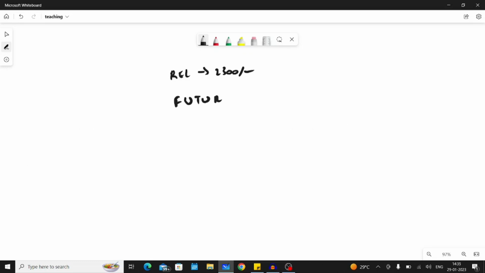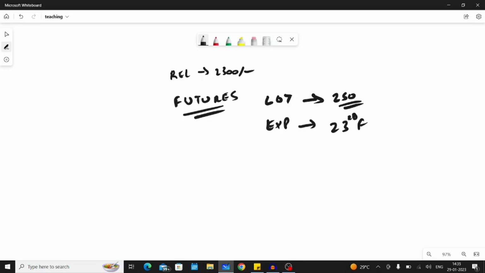Now let's see futures. In futures, we cannot buy a single share. We have to buy in lots. So Reliance lot size is 250. You have to buy a minimum of one lot, and in that particular lot you will be getting 250 shares. And the current expiry is on 23rd of Feb. Basically, every last Thursday of a particular month is the expiry date for futures as well as stock options. So let's say there is a buyer and there is a seller.